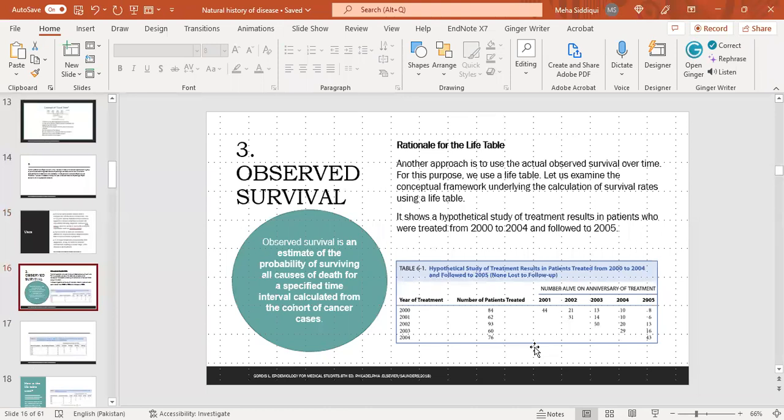Let us examine the conceptual framework underlying the calculation of survival rates using a life table. This example shows a hypothetical study of treatment results in patients who were treated from 2000 to 2004, and these are the number of patients treated in each year. The patients who were enrolled in 2000 were followed for 5 years, and the patients who were enrolled later in the study were not followed for the full 5 years.